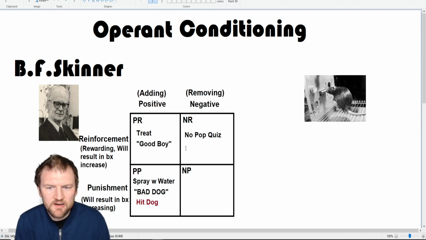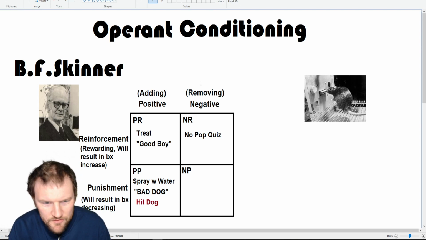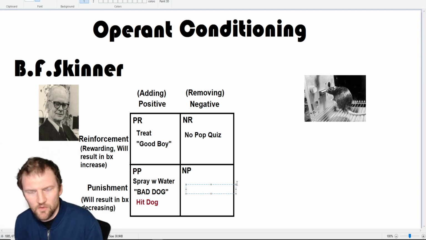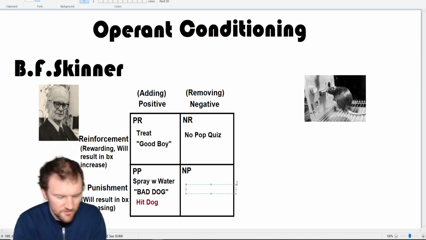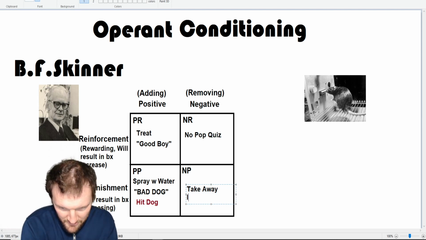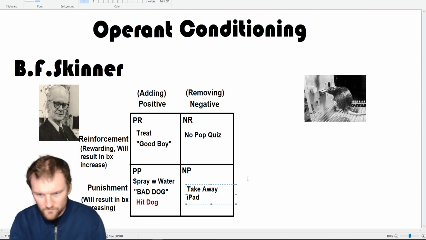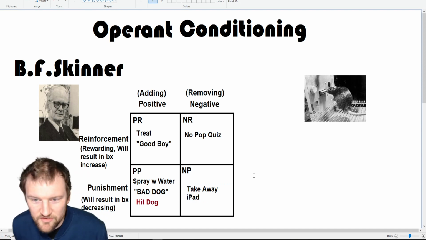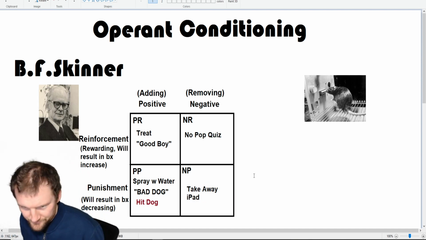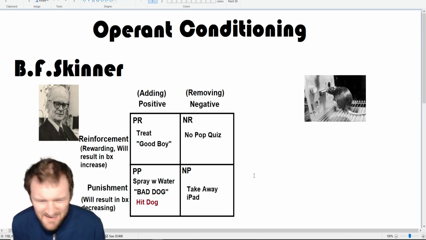It's basically removing something that you don't want. Removing to reward. If you remove to punish, that would work pretty good in class too. If I take away iPad when you're playing games on your iPad, that would be negative punishment. So that's kind of how that works, and it gets quite a bit deeper.